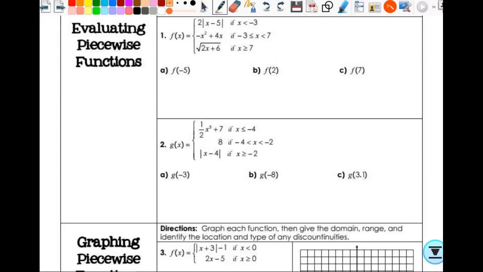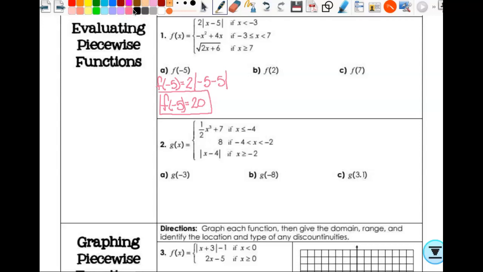First, because -5 is less than -3, right? So it goes in the first one. That means I'm going to substitute it into this piece. So f of -5 is equal to 2 times the absolute value of -5 minus 5. So -5 minus 5 is -10. What's the absolute value of -10? 10. 10 times 2 is 20. Okay? Don't plug it into all three. That doesn't make any sense. We good? Okay. So then B.